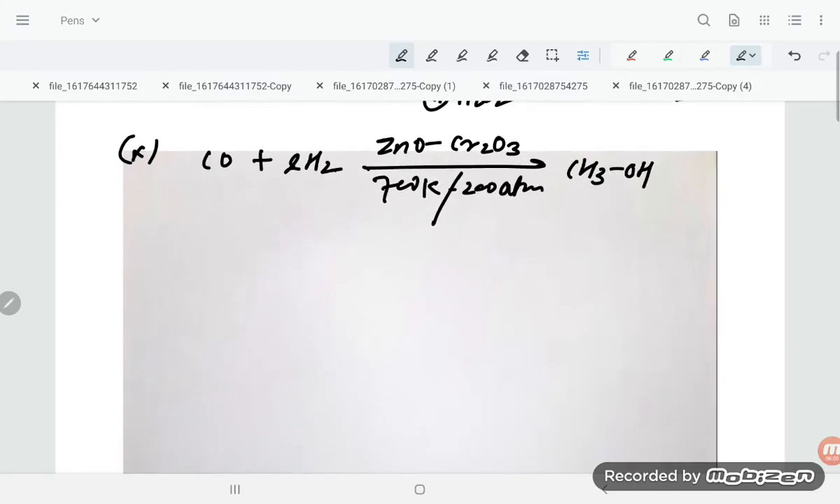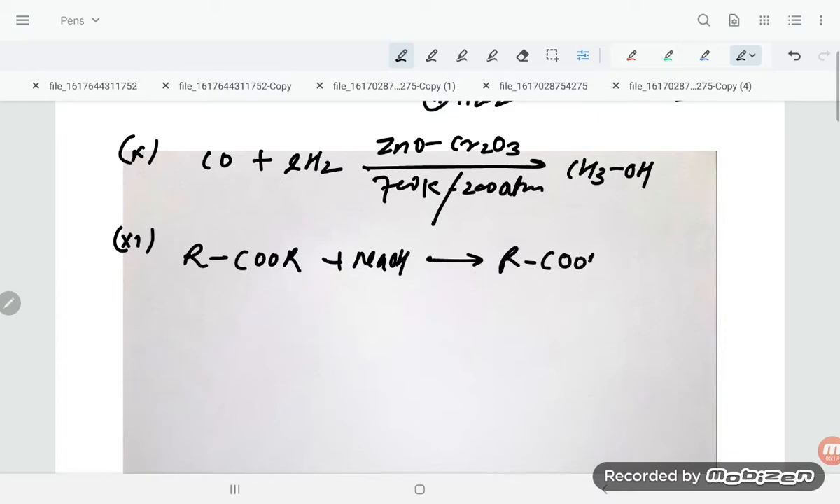Now, from the saponification reaction also you can prepare alcohol. RCOOR is there, and you are treating it with NaOH. So it is going to give RCOONa as a side product, plus ROH. So again you are going to get alcohol, students.